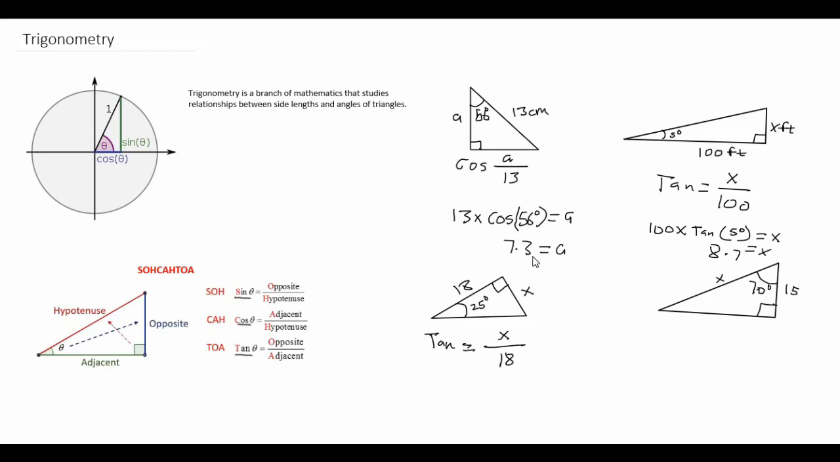So as you did in the last one, you'd also need to rearrange this. So 18 multiplied by tan 25 would give you the value of x. Here x would be equal to 8.4.